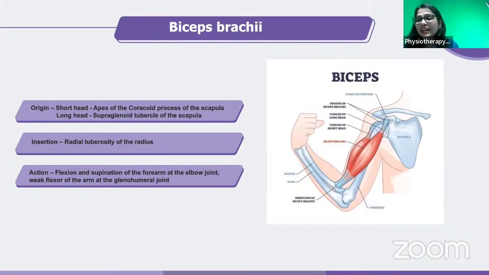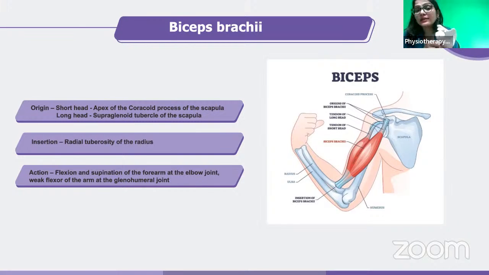So biceps brachii takes the origin from, as the name itself is telling you, biceps, it has two heads. It has a short head and a long head. The short head takes the origin from this process. This is the coracoid process. From here, it is crossing the humerus and it gets inserted way down into the radial tuberosity. I will show you how.